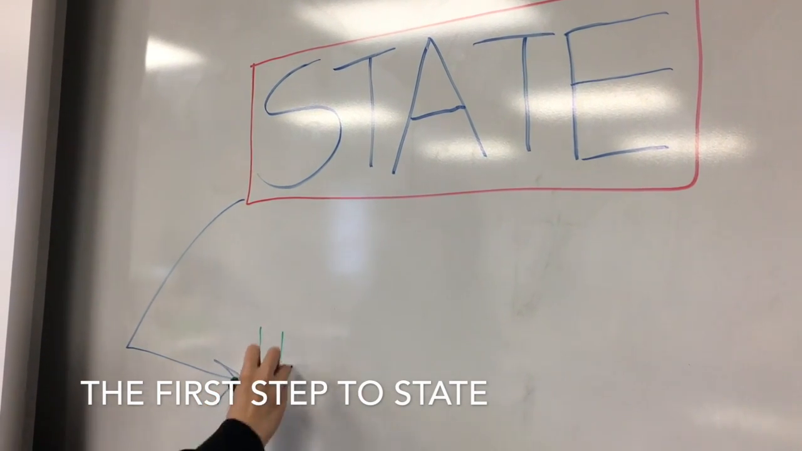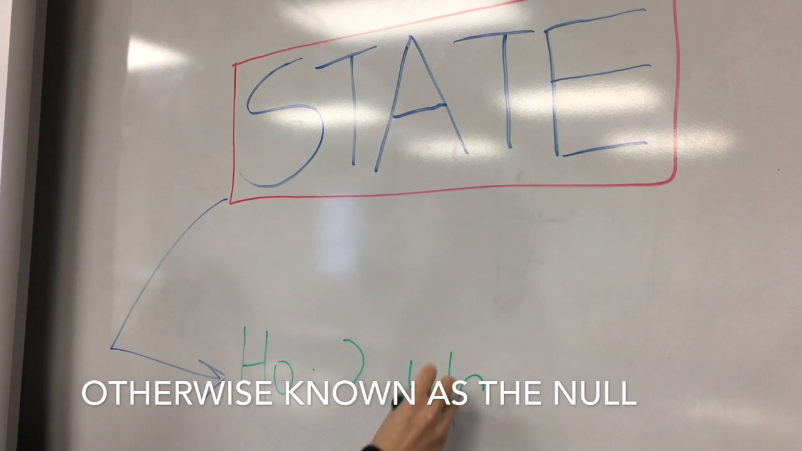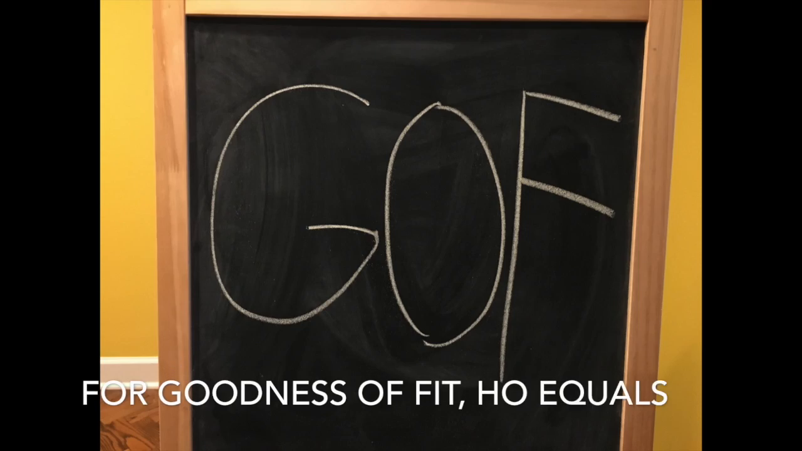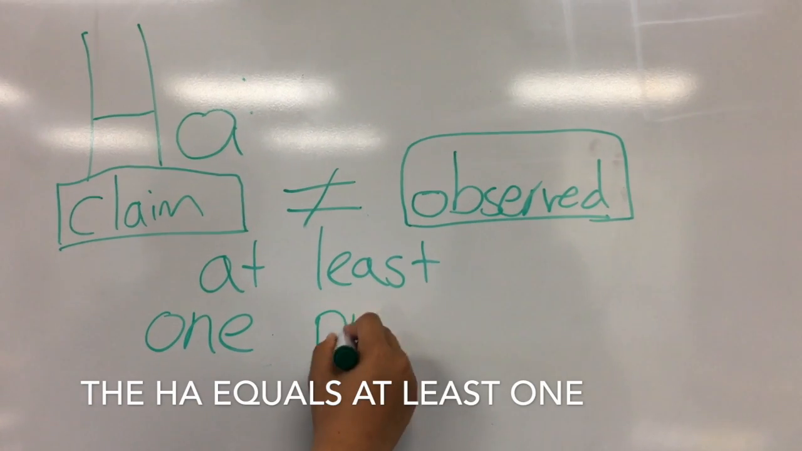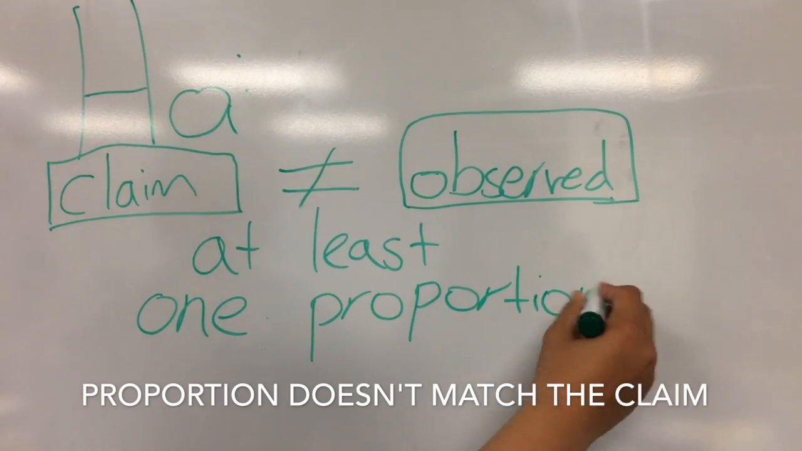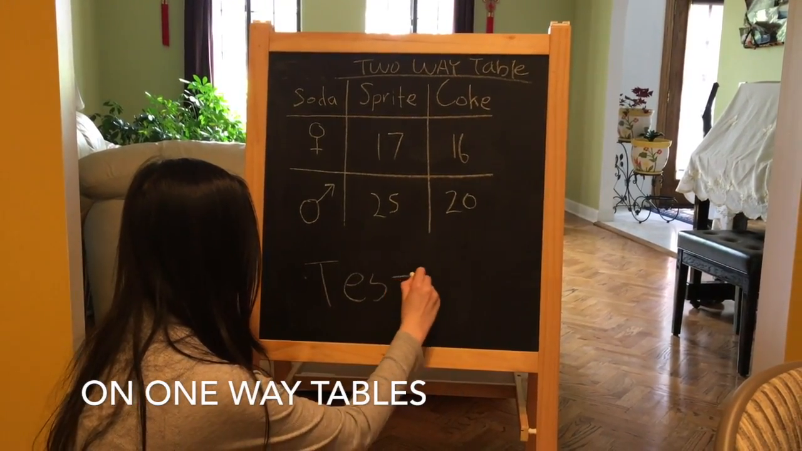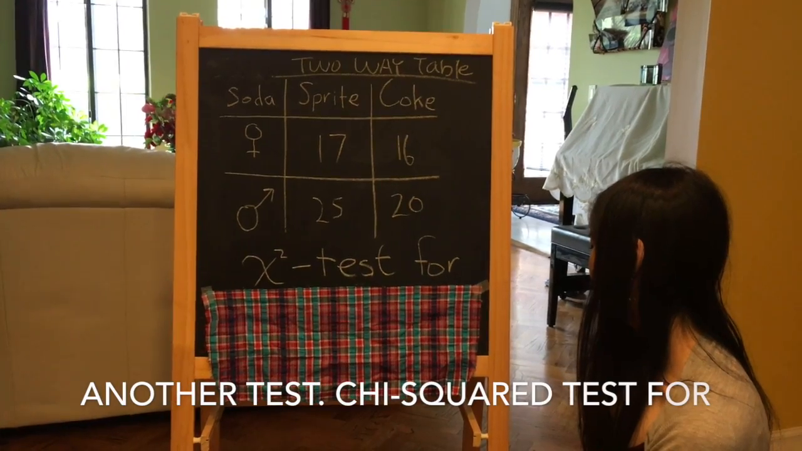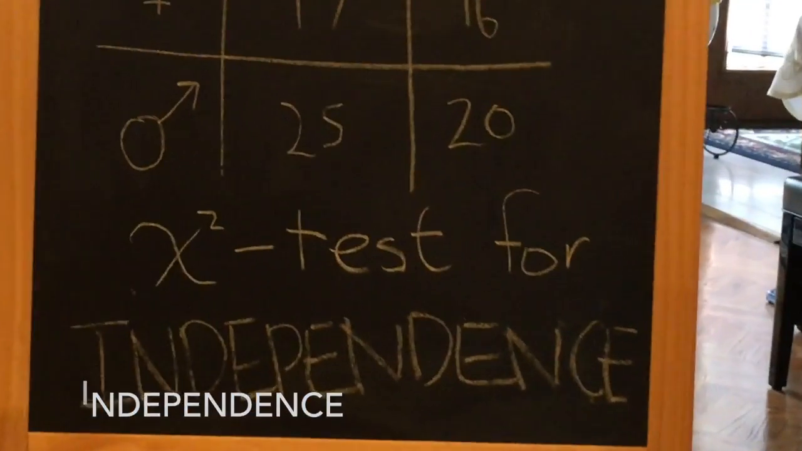The first step, state, we must determine H-naught and H-a, otherwise known as the null and alternate hypotheses. For goodness of fit, H-naught equals the proportions as claimed. H-a equals at least one proportion doesn't match the claim, but goodness of fit works only on one-way tables. For two-way tables, we now use another test: the chi-square test for independence.